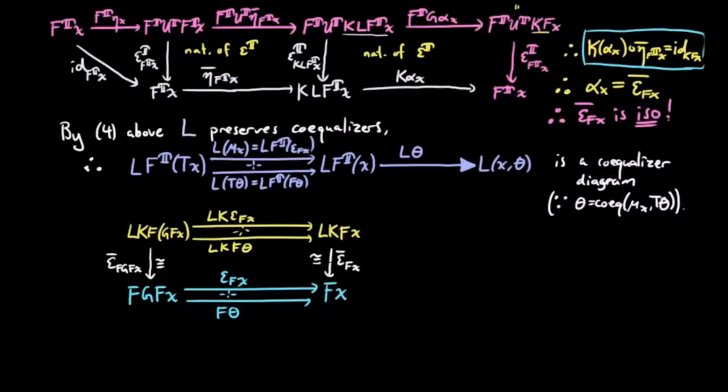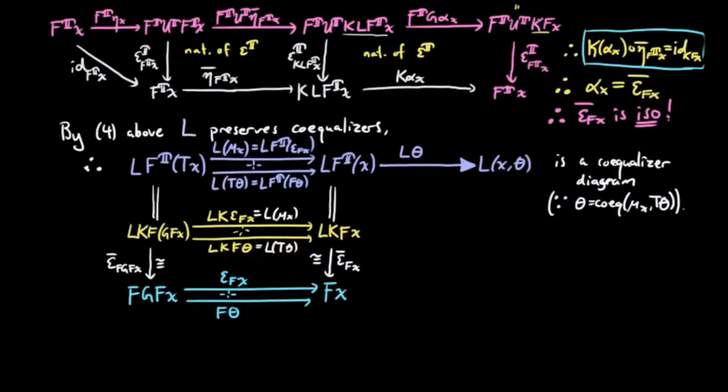And finally, we note that LKFGFx is L F^T Tx and LKFx is L F^T x, since KF is equal to F^T. And also LK ε F x is equal to L μ_x, and LK F θ is equal to L T θ, since K is G on morphisms.